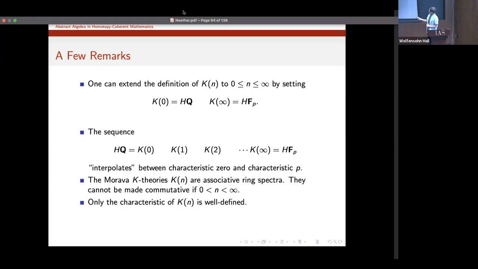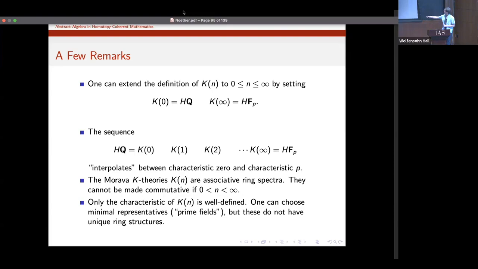And finally, this K(n), well, I just told you it was some cohomological field of height n, it's really only well defined up to its characteristic. So in the literature, people often use the convention that K(n) is made as small as possible. It's the analog of a prime field like Q or F_p. But even if you make the convention that K(n) is as small as possible, it actually still doesn't have a unique ring structure. So you really shouldn't think of these things as quite unique. You should think of it as a representative of some equivalence class.